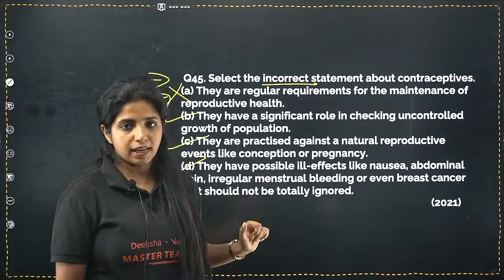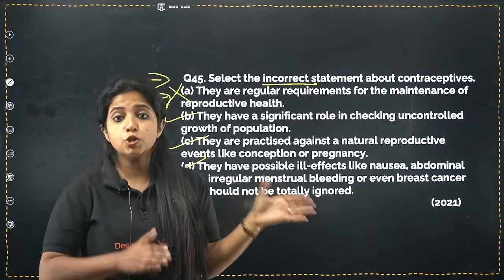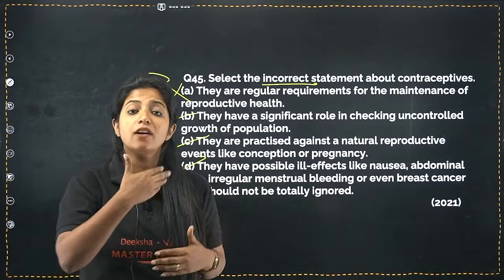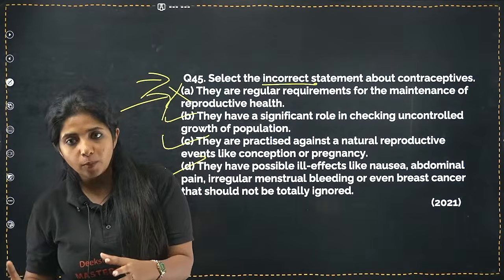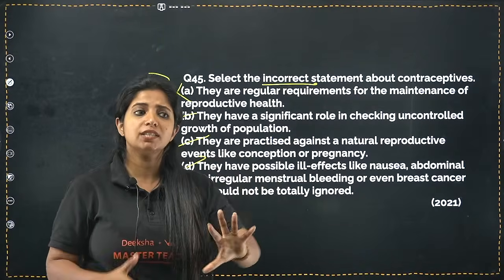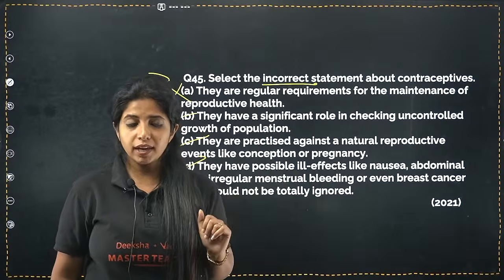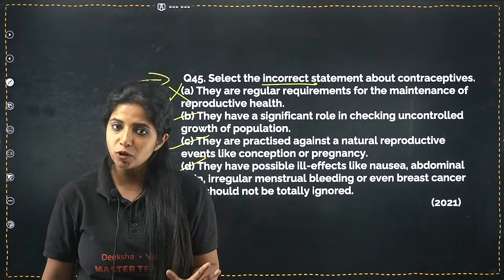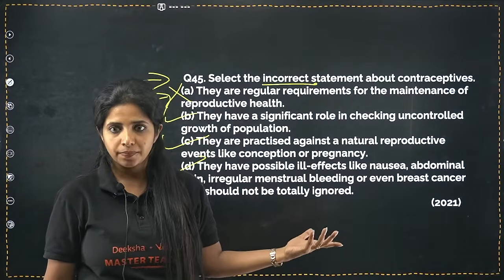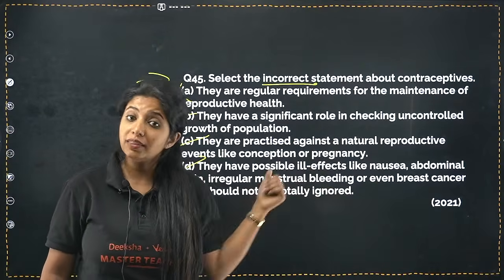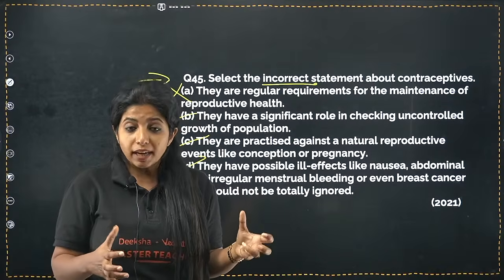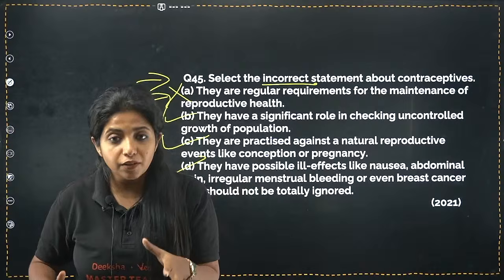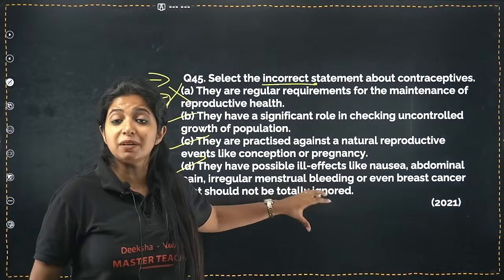D option says that if someone has contraceptives, it can have ill effects. That means bad effects on them. They can have a feeling of vomiting, abdominal pain, irregular menstrual bleeding, as in irregular menstrual cycle. Suppose in this month it happened, next month menstruation is not happening. Is that possible because of contraceptives? Yes, it can happen. It can also lead to breast cancer. Do you think that is also a reason why people should not be using too much of contraceptive? Yes. There are some ill effects and that cannot be ignored. So this particular statement is actually correct.